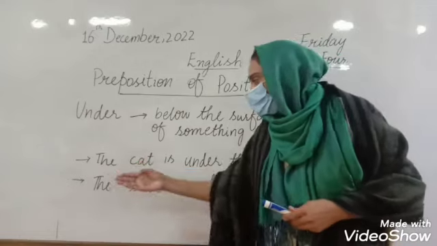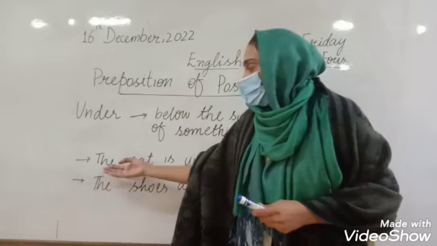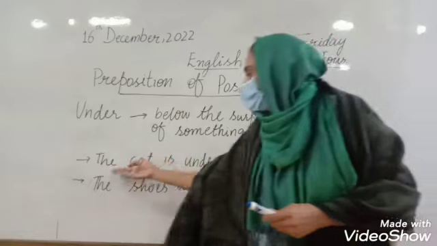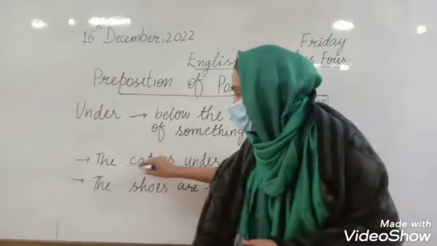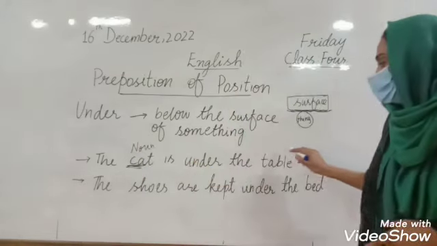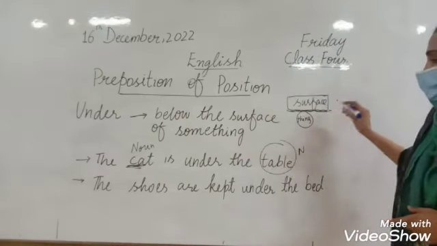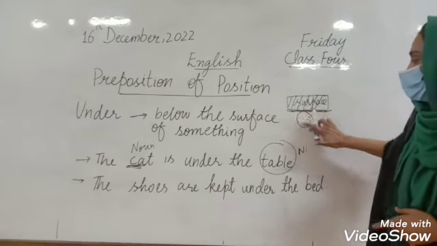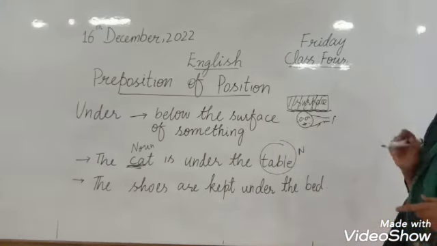Here are examples, like you are reading this line. The cat is under the table. Where is the cat? Cat is a noun, and table is also a noun. And the cat is under the table. For example, that's a table and the cat is under the table.